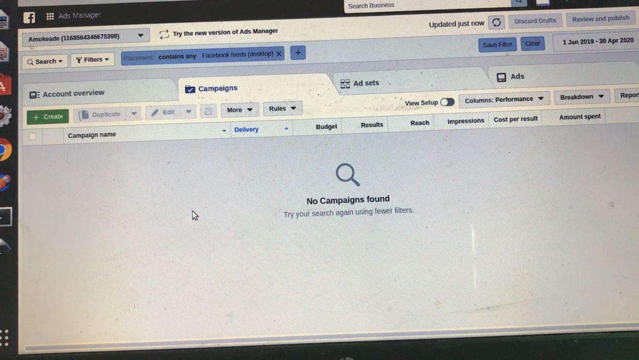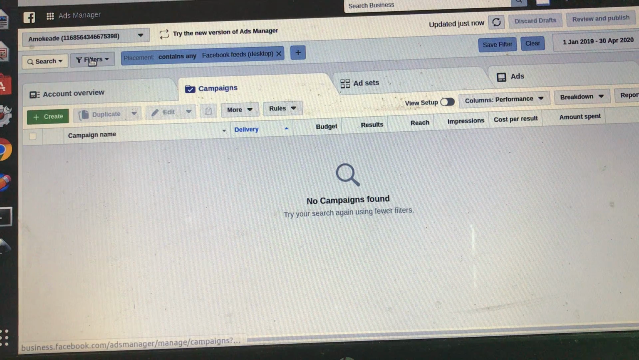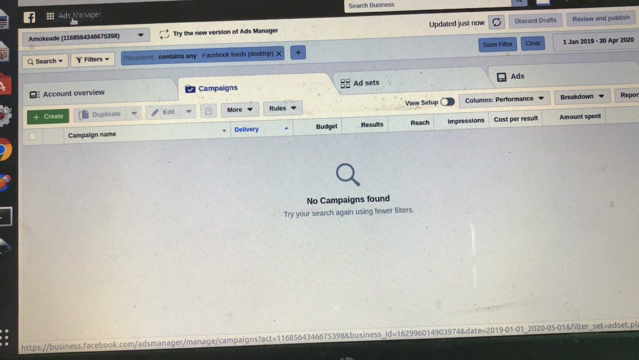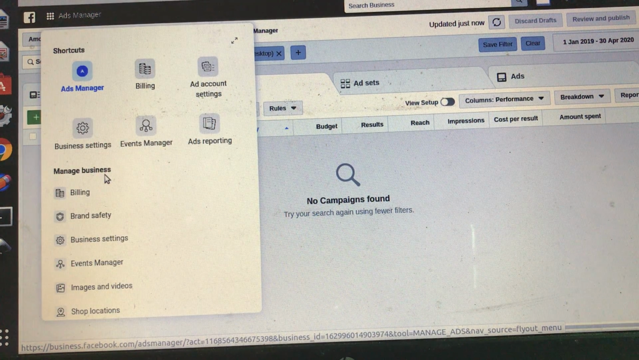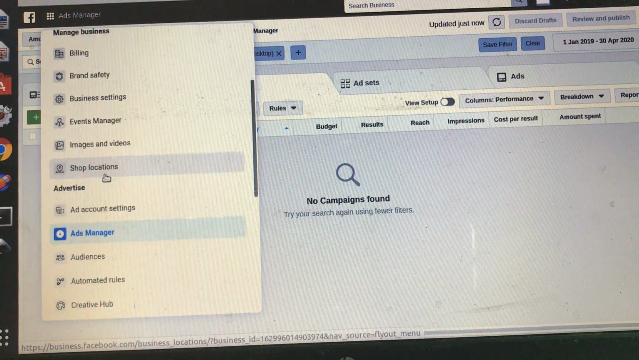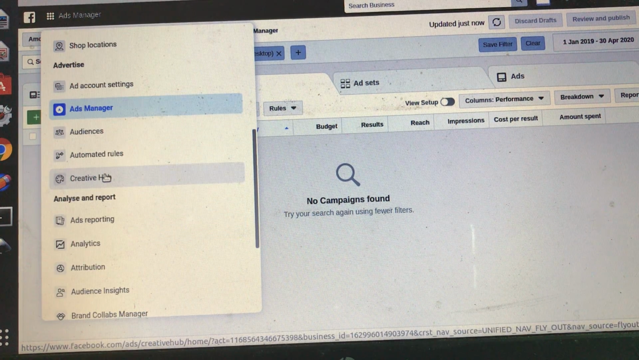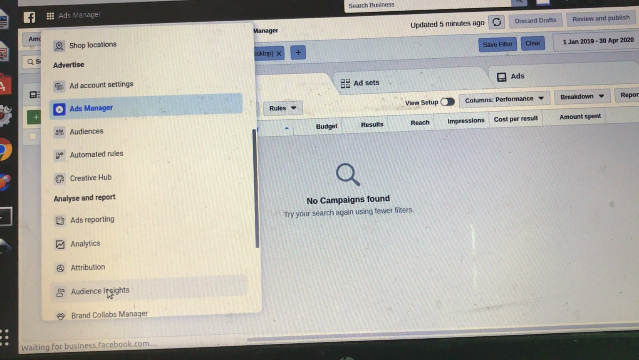So now let's kickstart how to know about your audience. Now you want to know who your audience are. So I'll be starting with audience insight. So you come to this ads manager where my cursor is. You click on ads manager and you look for audience insight. Audience insight. So found it.